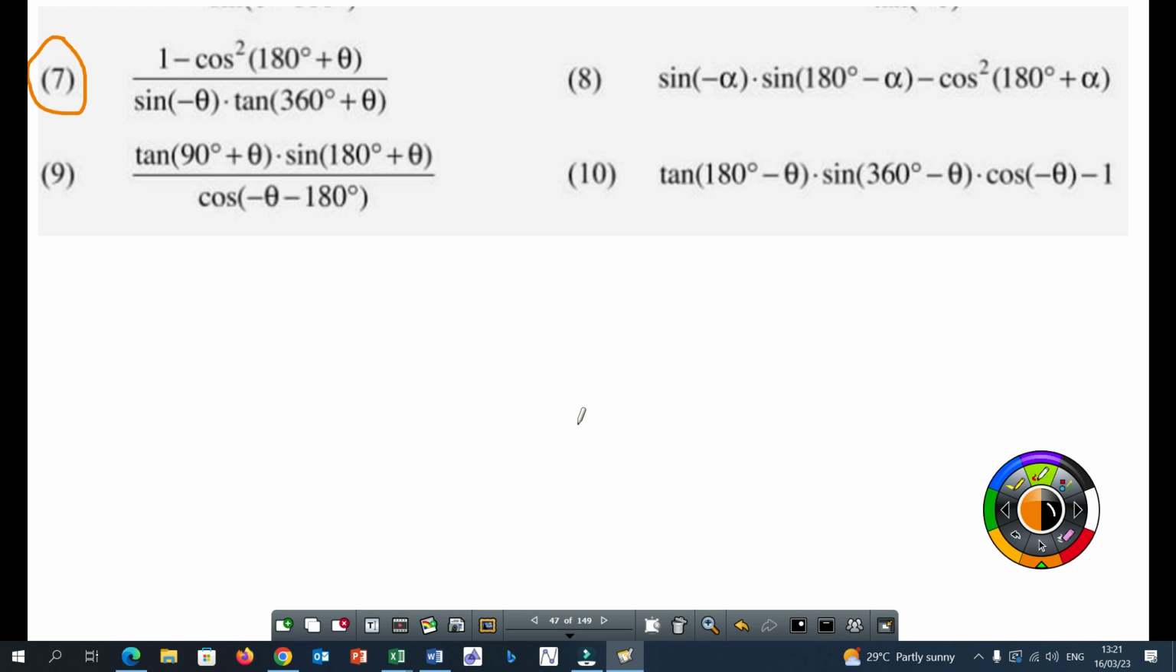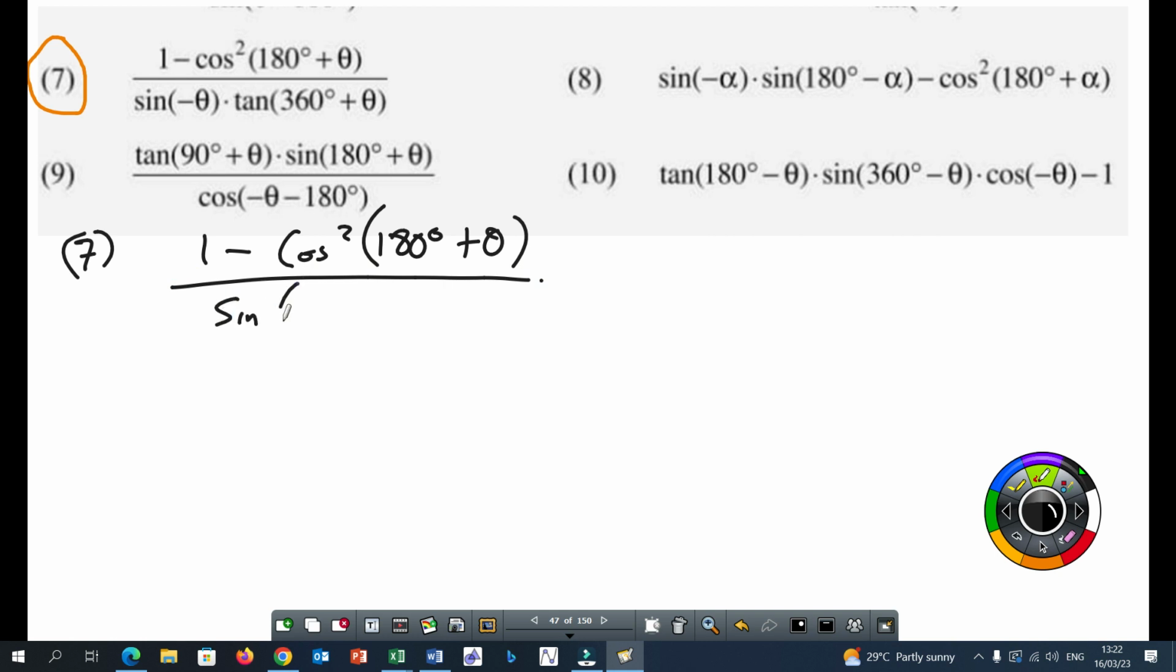Have you finished? Okay. So number 7. So we have 1 minus cos squared (180 degrees plus theta) all over sine minus theta times tan (360 degrees plus theta).